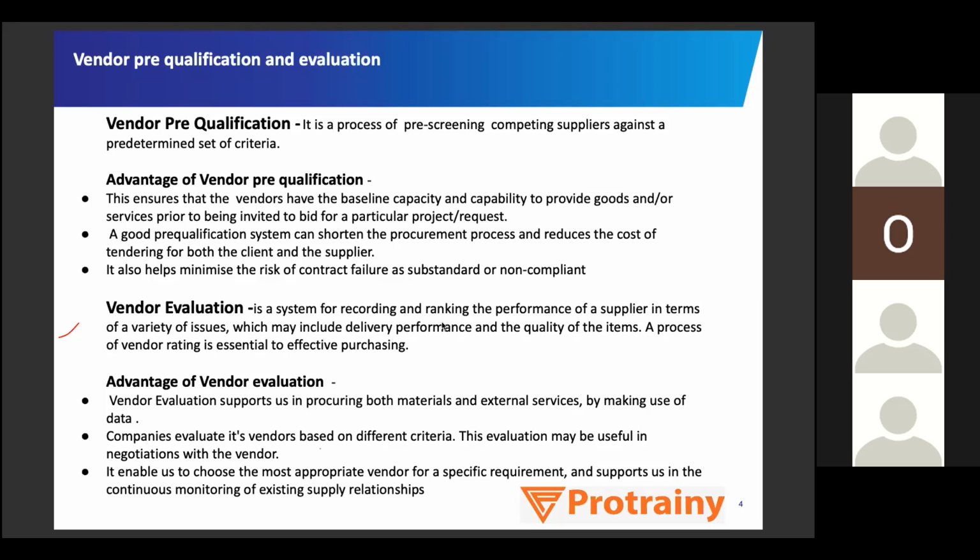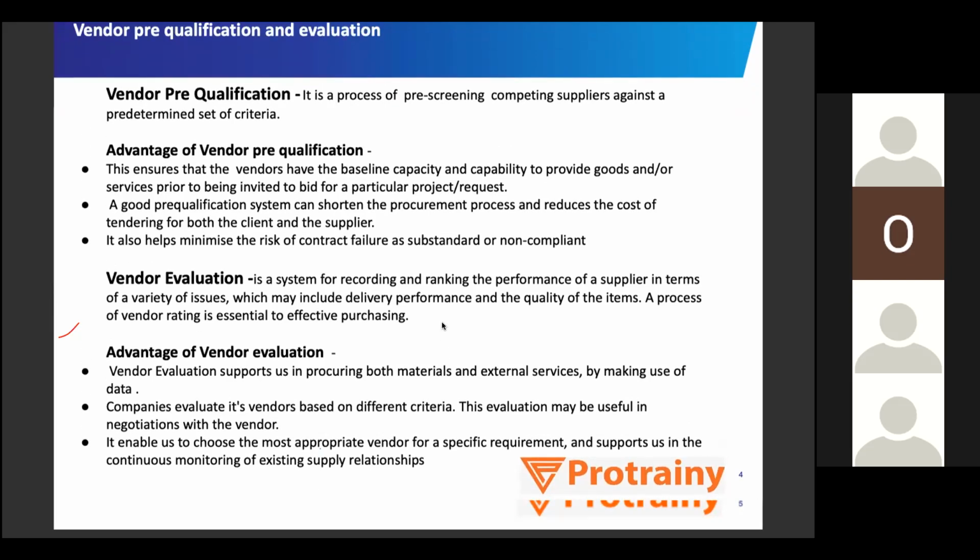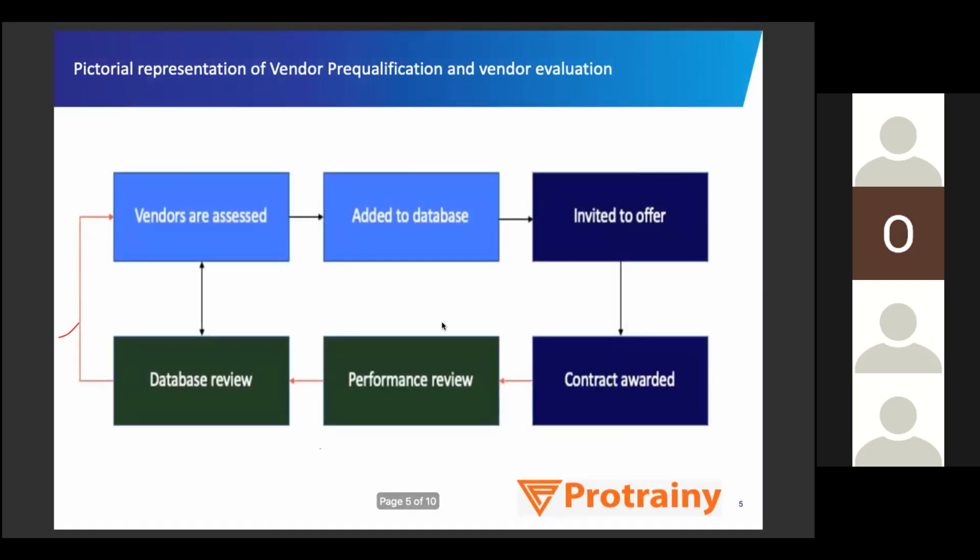Yeah, so I think now I should move ahead to the next slide, right? Yes. Okay, sir. So this is a pictorial representation of vendor pre-qualification and vendor evaluation. In this, I have explained that first vendors are assessed on quality parameters, and after assessing them against those quality standards, they are added to the database. You were asking where vendors come from, so we build this database of vendors. Then they are invited to offer. We send them an RFQ, our request for quotation.